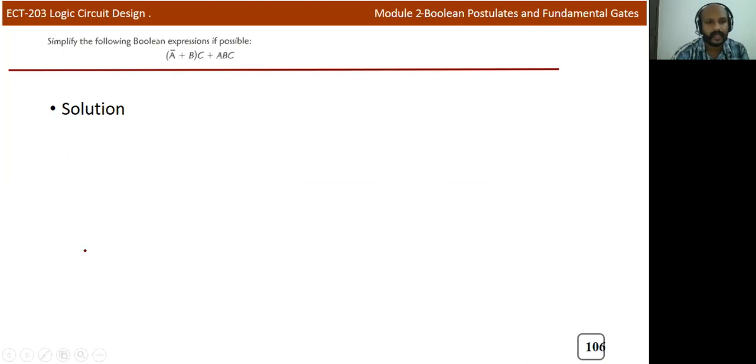Okay. Now we can consider another rule. Here it is a bar b plus b into c plus abc.